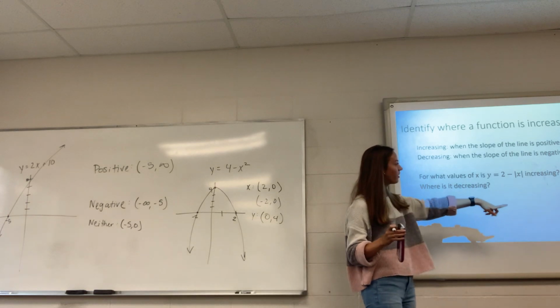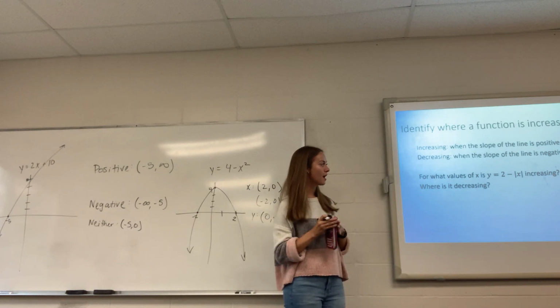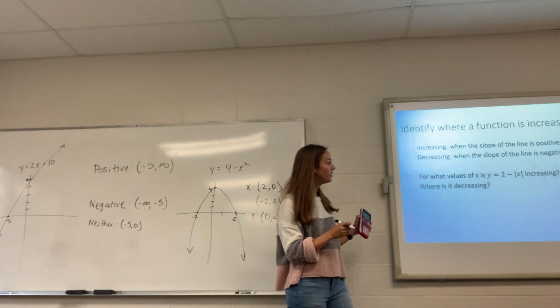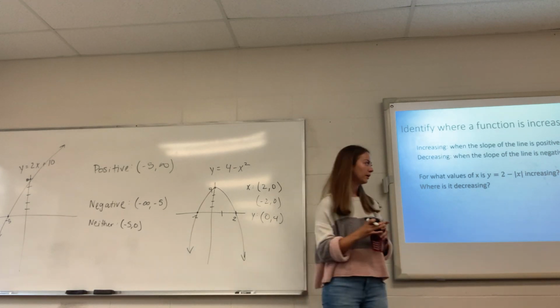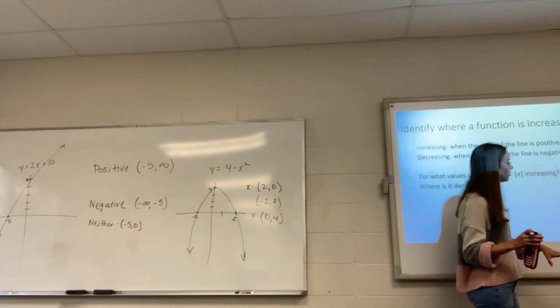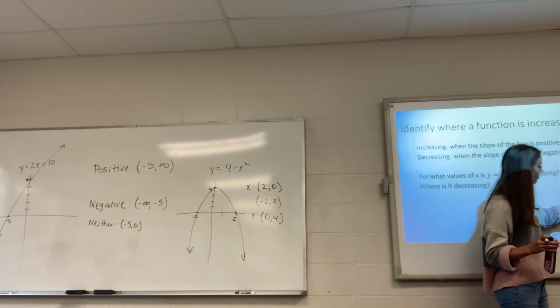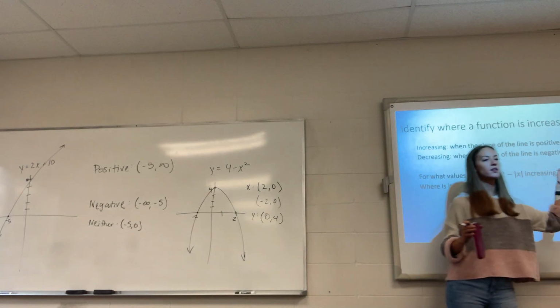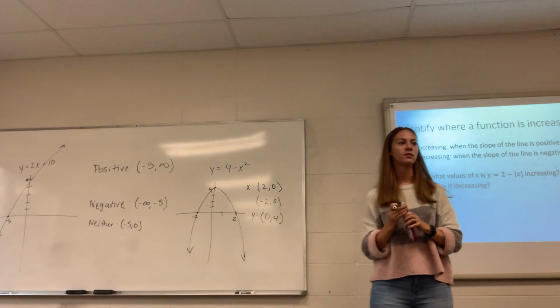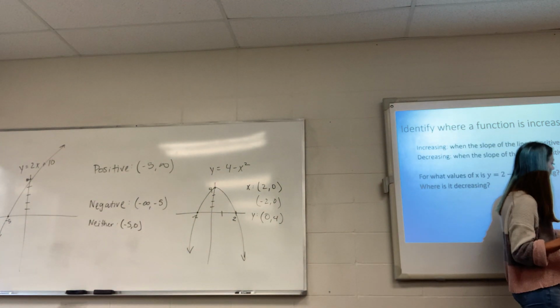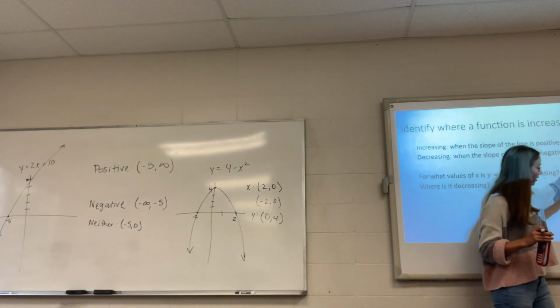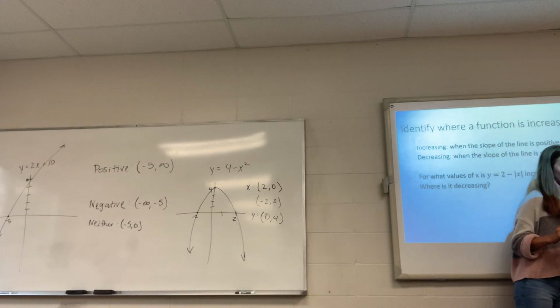So we have the graph right here of 2 minus the absolute value of x, and we need to figure out where it's increasing and where it's decreasing. Okay, so looking at this right here, do you think it's increasing over here or over here? The left side or the right side? What do you guys think? The left, yeah, because my slope is positive, my line is going up. This is increasing. This right here would be decreasing.